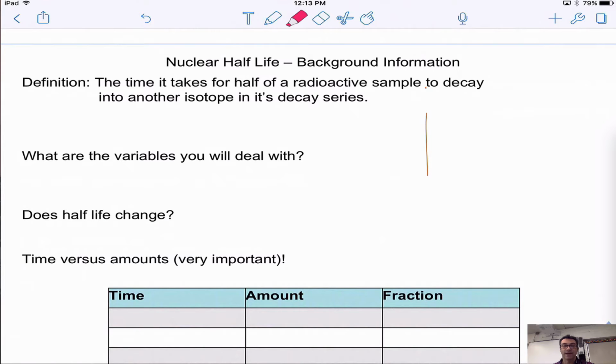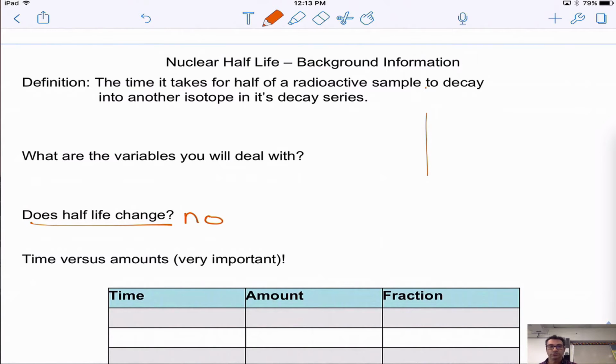You will never ever have it change. So when they ask you, does half-life change, the answer would be no. You can heat up the particles, you can combine them into compounds, you could decompose them back into elements, they'll still always have the same half-life.